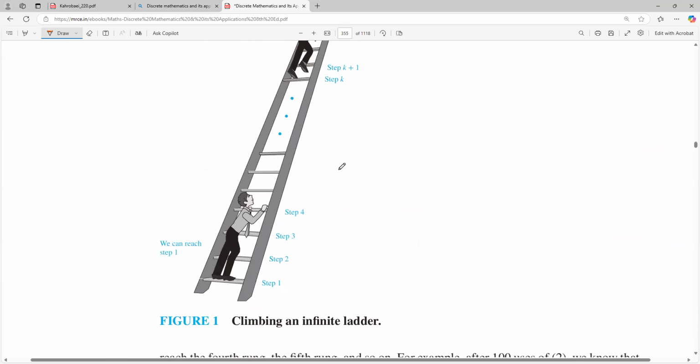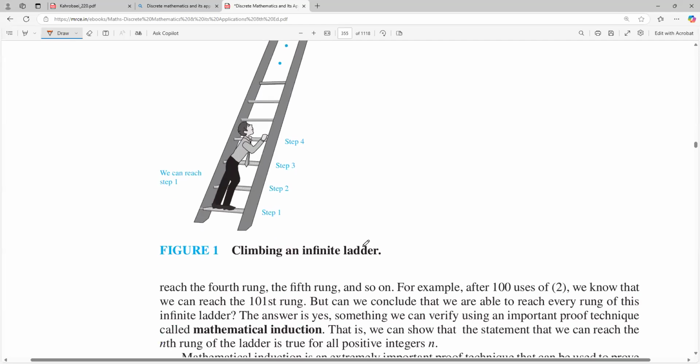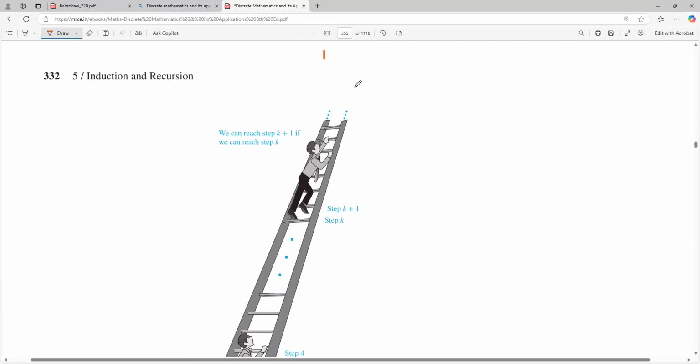And the whole idea of induction is the infinite ladder. It's an infinite ladder to heaven. It's heaven right here, it's this little sun smiling. Very nice.